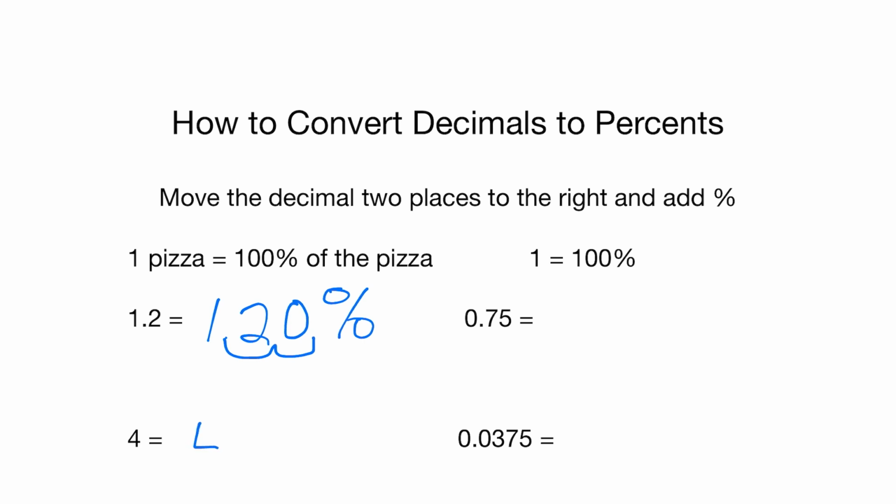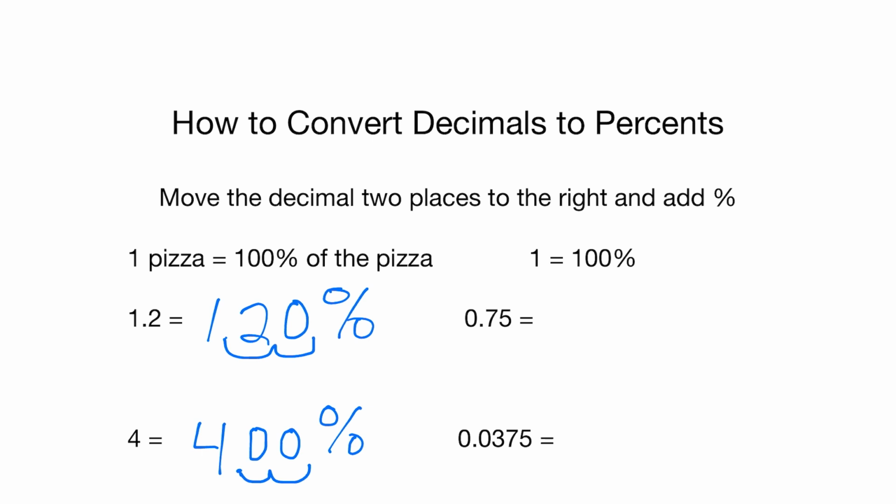Next, below it, we have the number 4. Well, every whole number has an invisible decimal right after that whole number. We're going to move that decimal 2 places to the right. If there are no numbers there, we must add zeros. And then we add the percent sign. So 4 equals 400%.